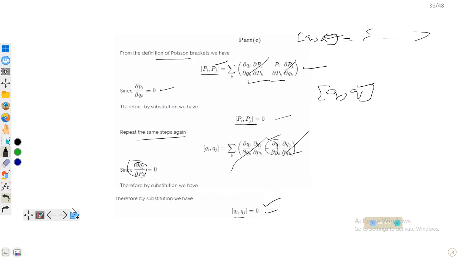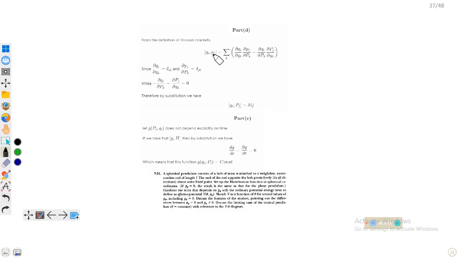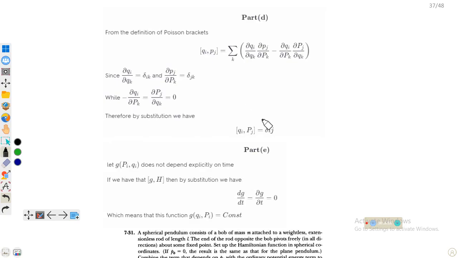Now we have a part D also, which says that the bracket of Qi, Pj is equal to delta ij. If i is equal to j, this should be equal to 1. If i is not equal to j, this will be equal to 0. So from the definition of the Poisson bracket for Qi, Pj, we will replace that h in the statement with Pj and write the whole expression.